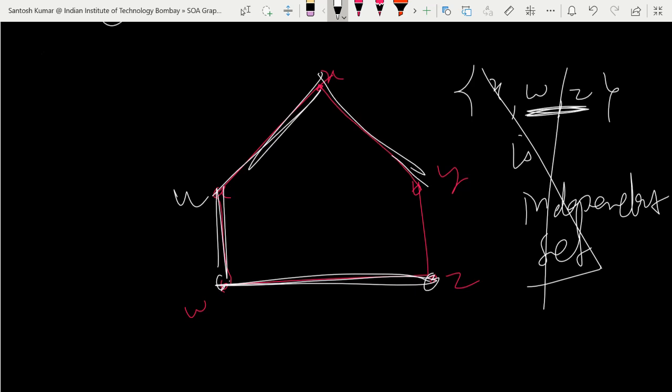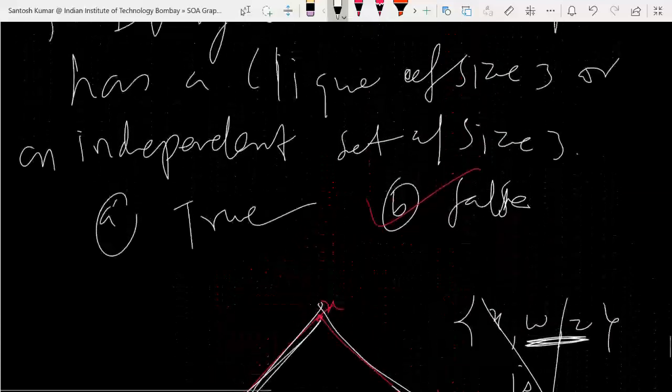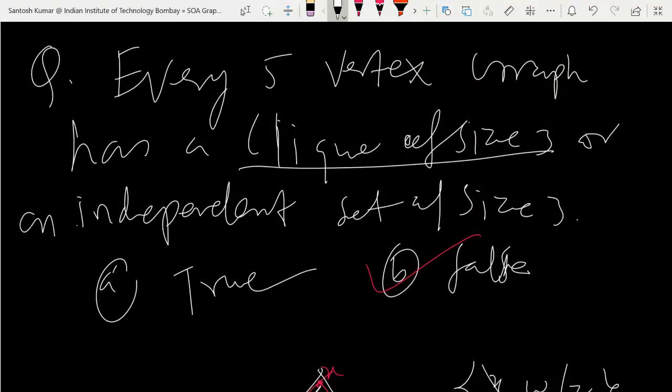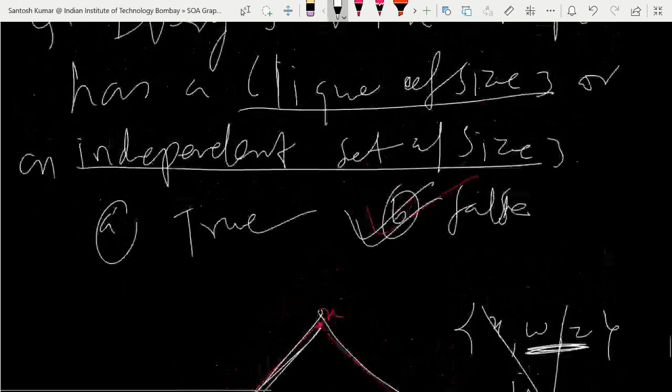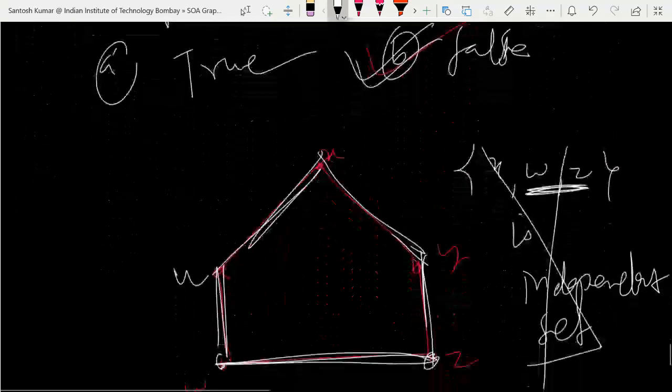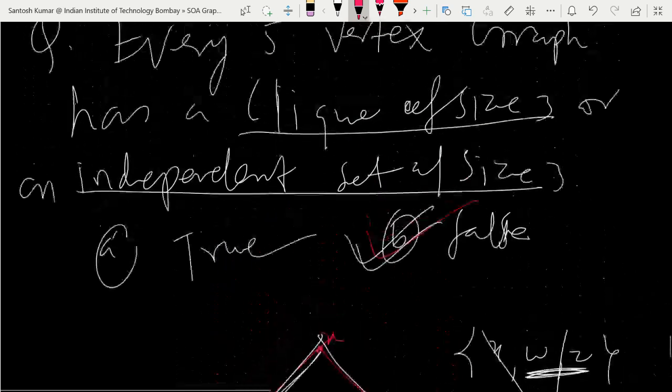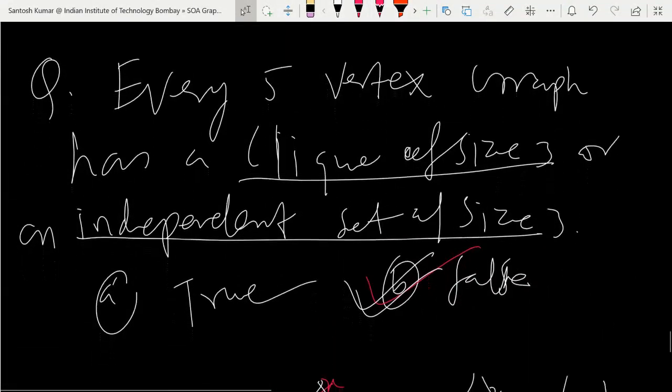So you will not be able to find an independent set of size 3, nor a clique of size 3. So this graph has 5 vertices, but it has neither a clique of size 3 nor an independent set of size 3. The answer will be false. This statement is false. Okay. In place of 5, if I write 6, then the same statement.